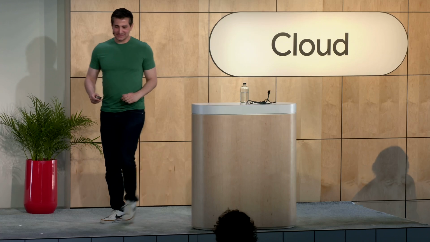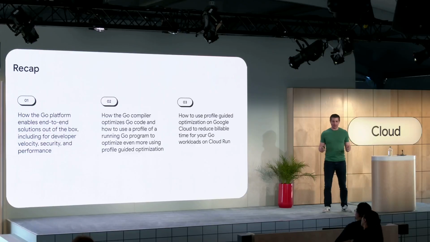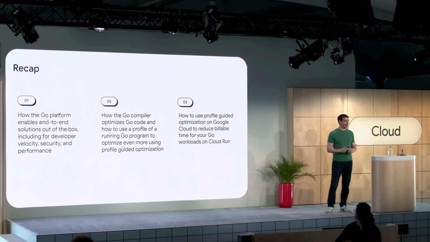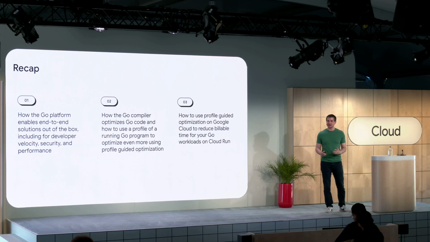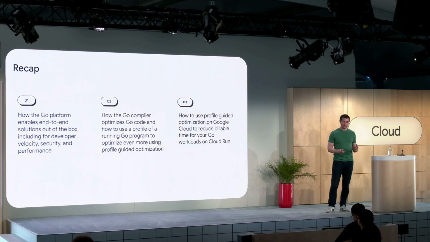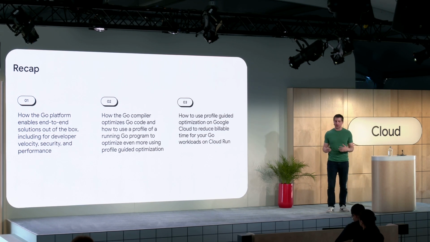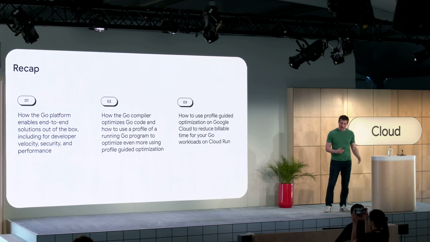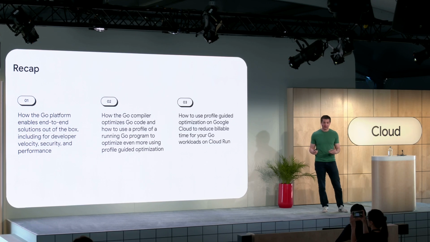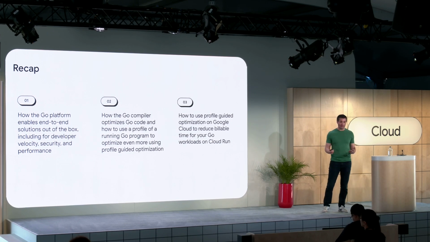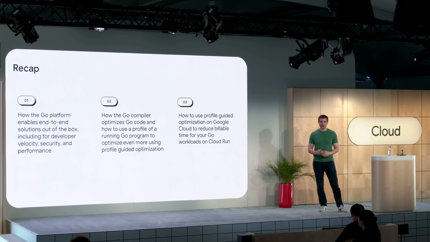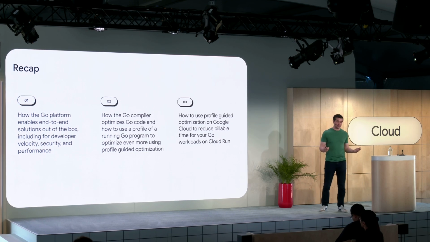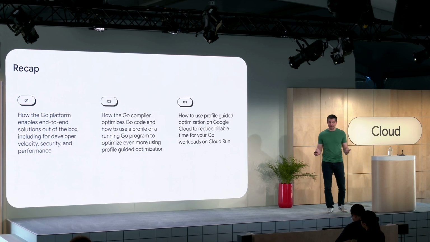All right, awesome. Thank you, James. And a quick recap before we close. So now you know how the Go developer platform enables end-to-end solutions out of the box, right? The tools, the libraries, the integrations, all of that. You know why you would want to use Go, especially for your cloud-based workloads and especially for your critical systems in your stack. Michael showed you how the Go compiler optimizes your code. And he showed you how you can use a profile of a running Go application to optimize even further using PGO. And then James showed you how you can use PGO on Google Cloud to reduce your billable time using services like Cloud Profiler and Cloud Run to save yourself some money.